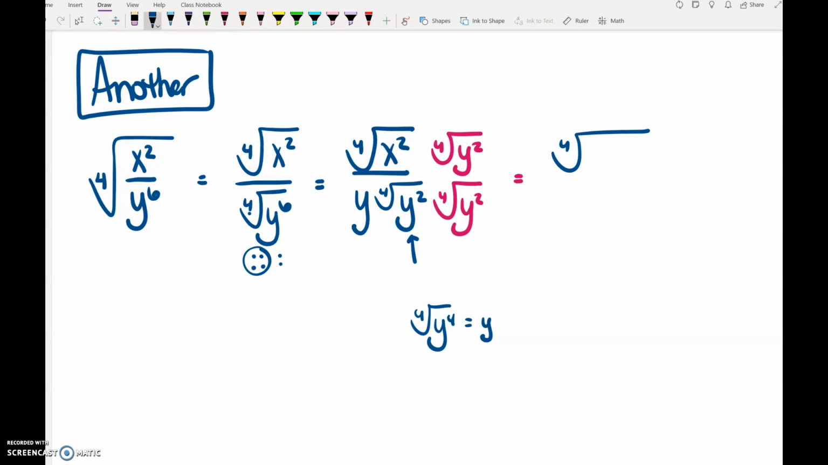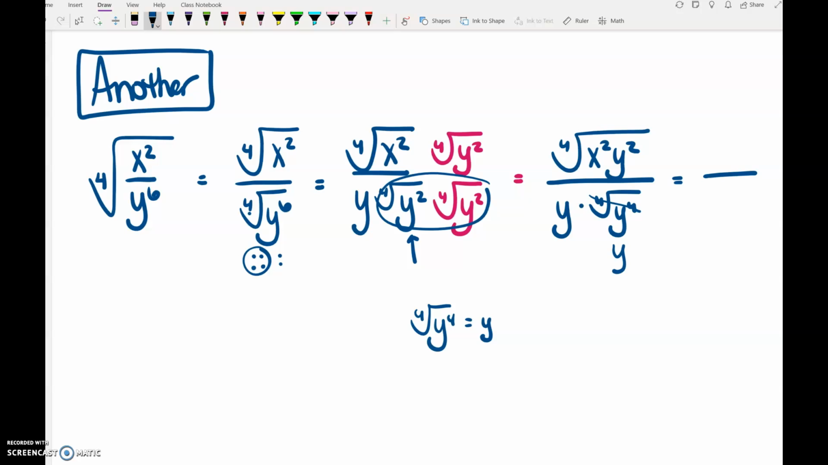On the top, we've got the 4th root of x squared y squared. On the bottom, I'm going to write out a few more steps here. Really, we have y times the 4th root of y to the 4th. These two things become the 4th root of y to the 4th. The 4th root of y to the 4th is simply plain y. So on the bottom, we have y and y, which would be y squared. And on the top, the 4th root of x squared y squared.